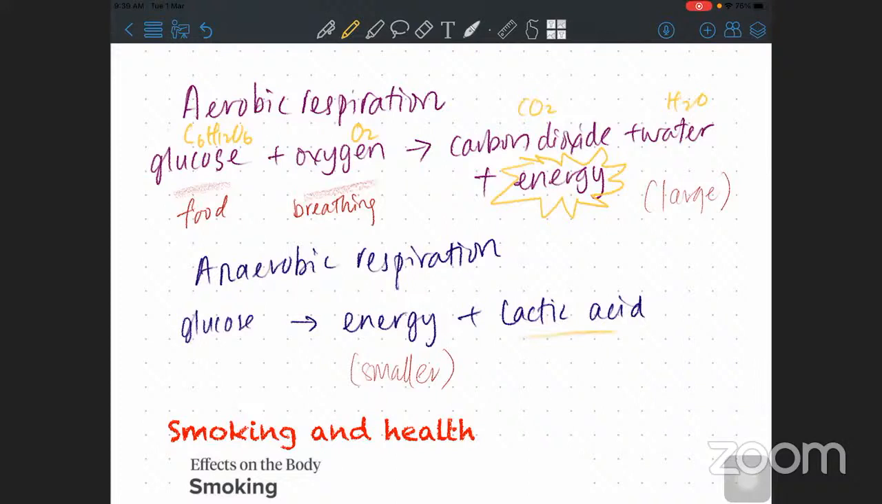The side product is lactic acid, which will make you feel fatigued. This one we will be learning in the year 10 and year 11 IGCSE syllabus.